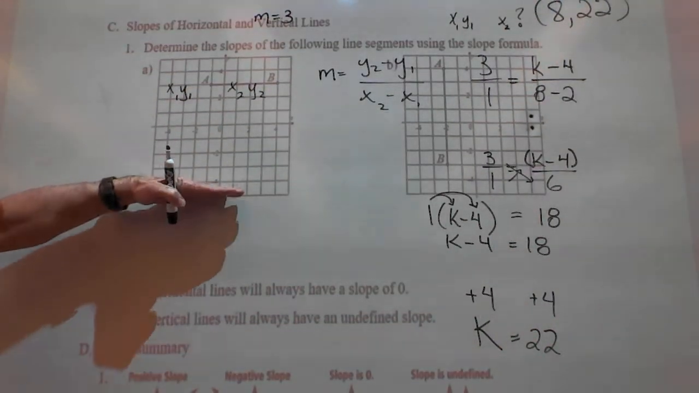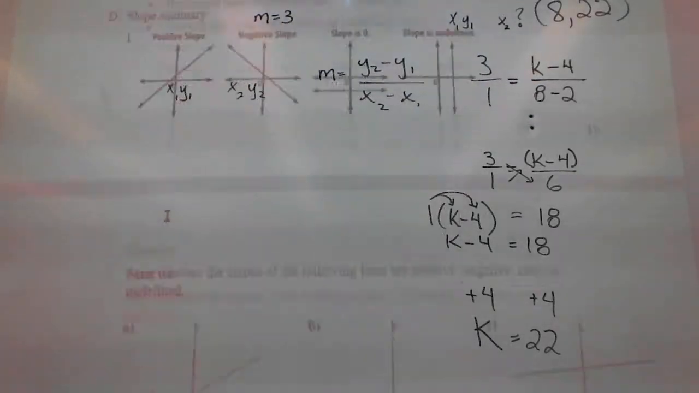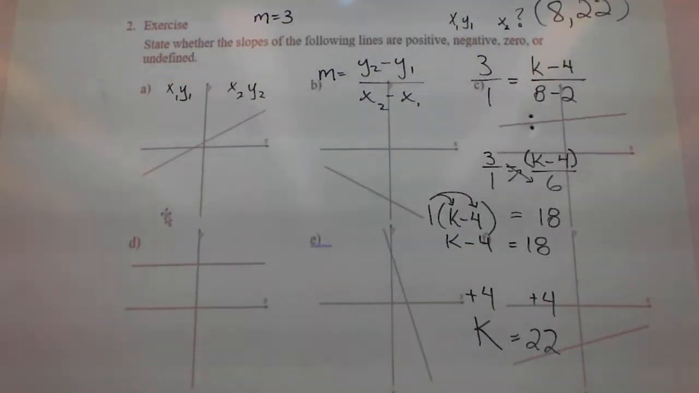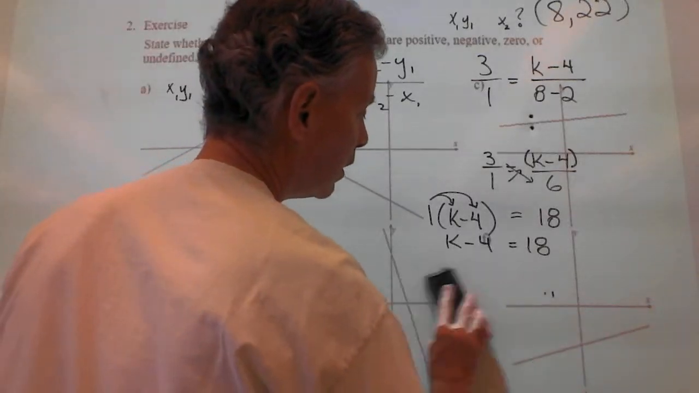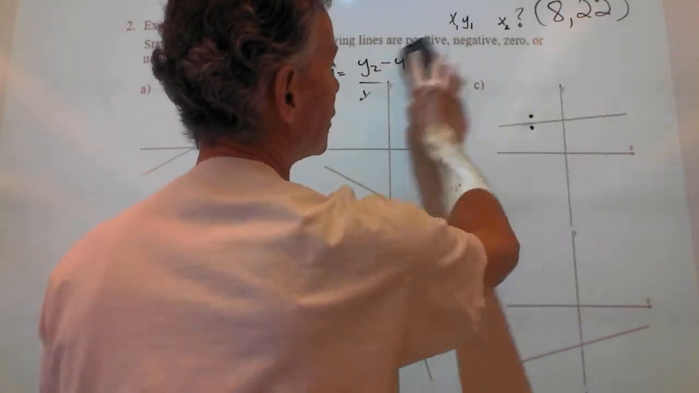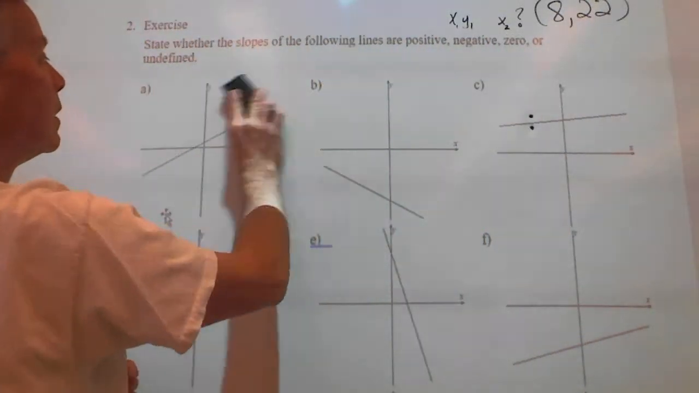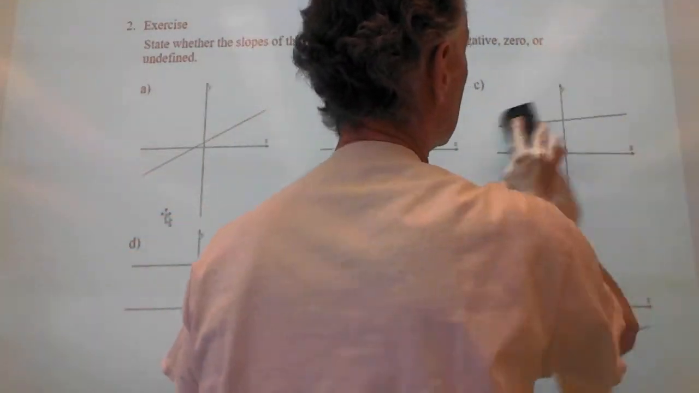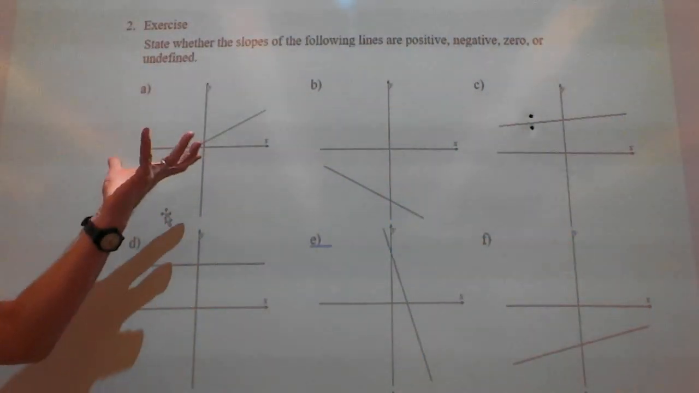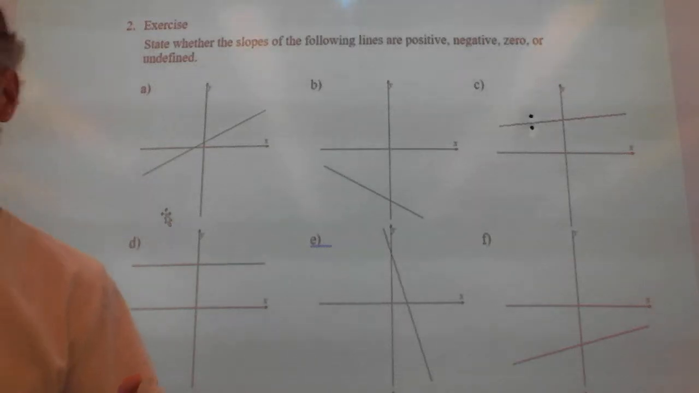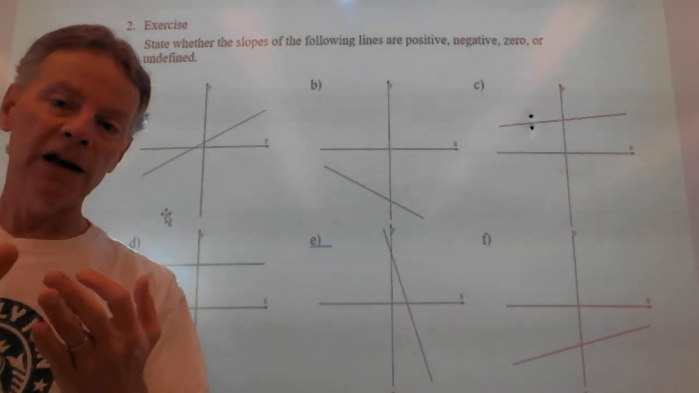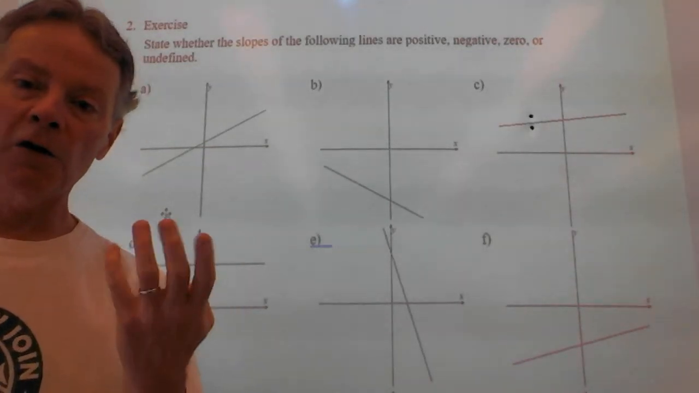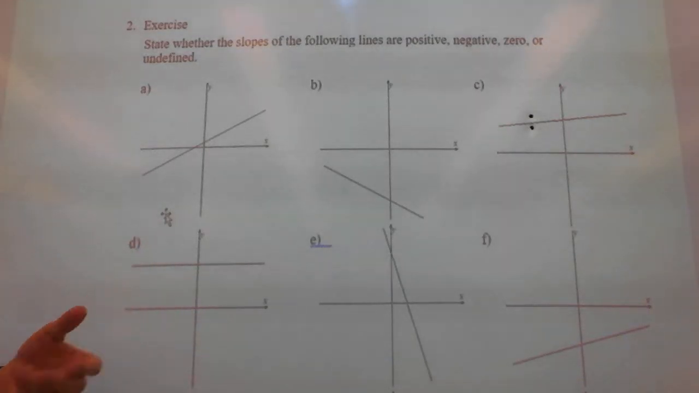Okay, so we've already talked about horizontal and vertical lines. This is very simple. You had a question like this in chapter 6. Remember, if you're given a line and you're asked whether it's going to have positive, negative, 0, or an undefined slope, all you have to do is look, okay?